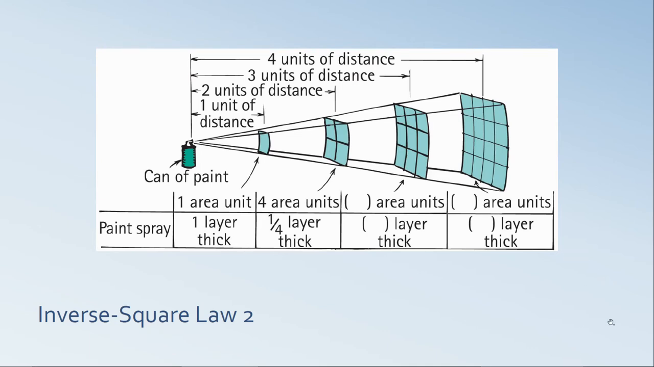And then if we get out here to 4 units of distance, what do you think the area units and the layer would be? And again, at 4 units, we would have 16 area units covered, but the layer, 4 times 4 is 16, is only 1/16 as thick. So you can see the strength of the force, in this case the layer of the paint, is going to be much, much thinner the further out we get, and it's going to be that inverse square.